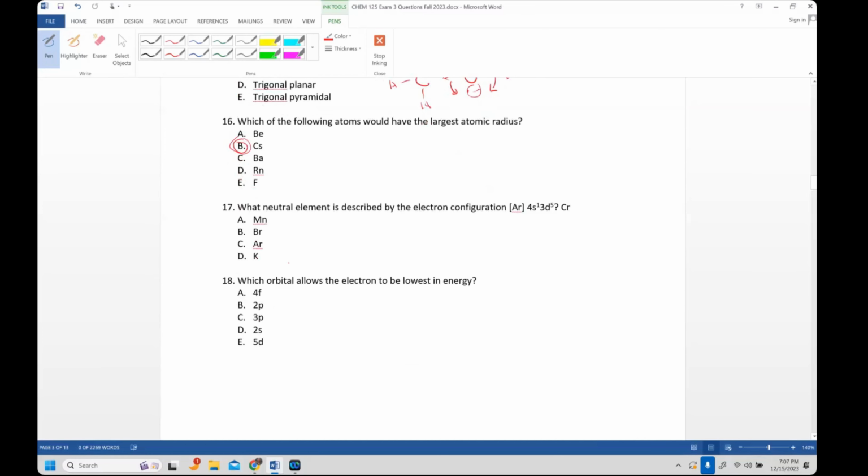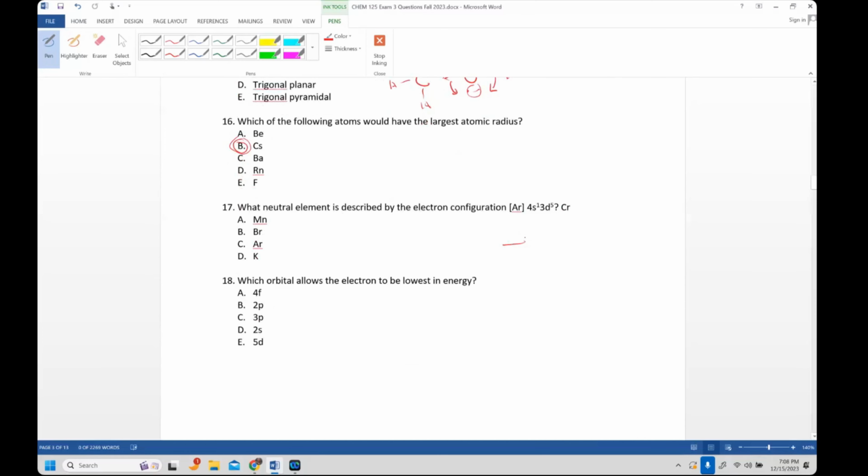All right, so what neutral element is described by the electron configuration? Why does it say Cr there? Maybe because that was the answer. So, oh, yes. So I think the answer wasn't here. Okay. So which neutral element is described by the electron configuration 4s1 3d5?